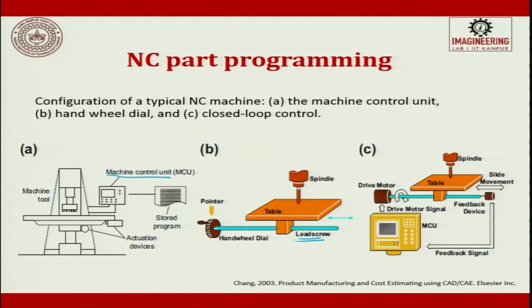That feedback device gets the signal and gives it to the MCU. So the MCU decides whether to give an error function compensation or not. So this is the closed loop system and this is the open loop system, the conventional type. These three figures clearly tell you what an MCU is, where the MCU is, and how it is in a hand wheel type conventional machine and in a closed loop controller.